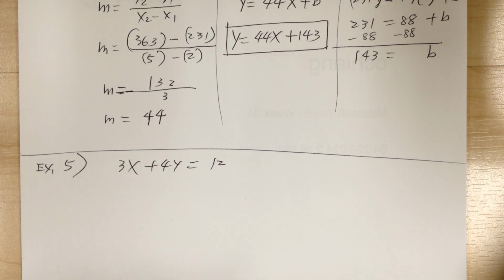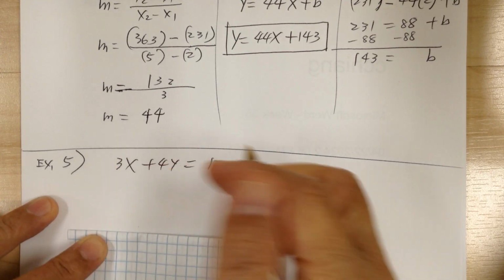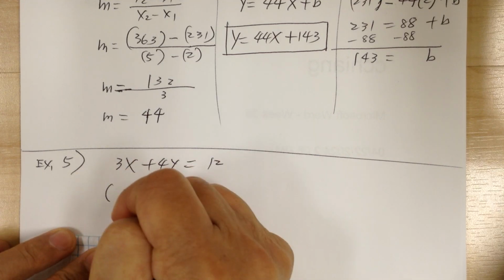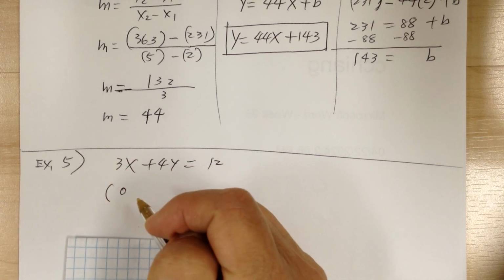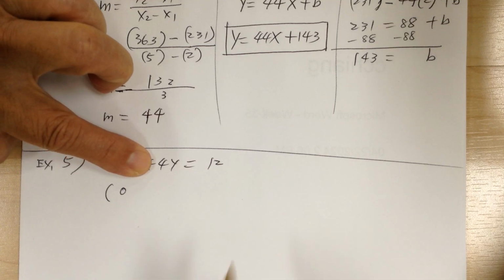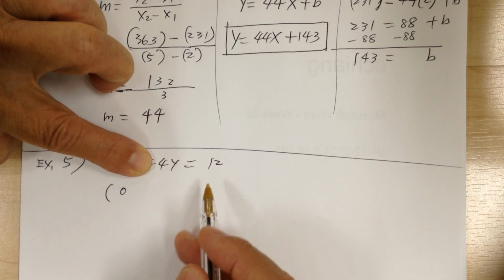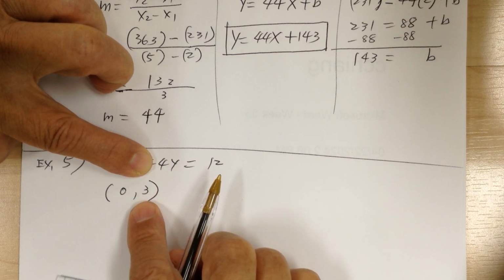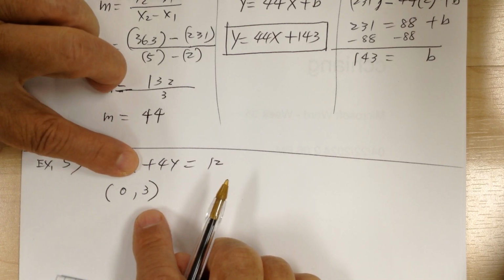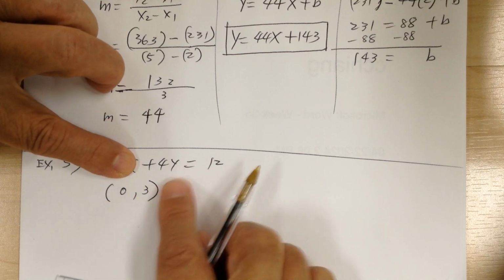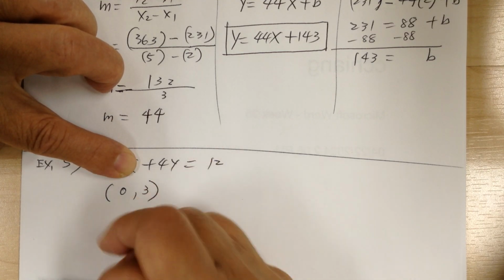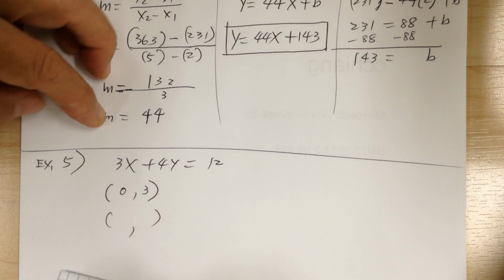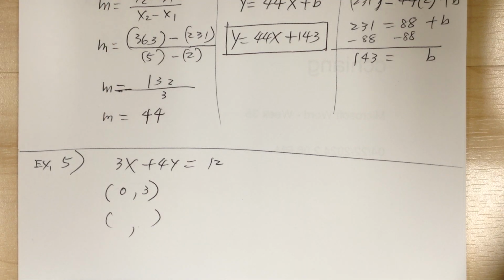So what you want to do is find the intercepts. First, you let x equal 0. When x equals 0, this term is gone, and you divide both sides by 4, so you get y equals 3. Okay, so that's how you find the intercept point: when x equals 0, y equals 3. Then you get the next point by doing the opposite. Usually this is the quickest way to graph something.